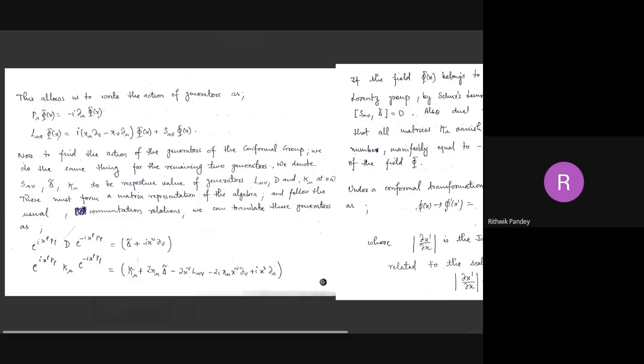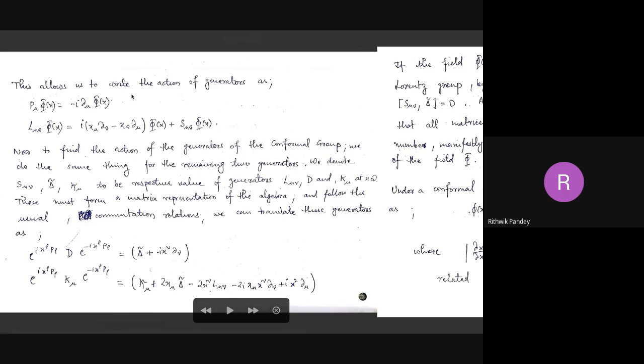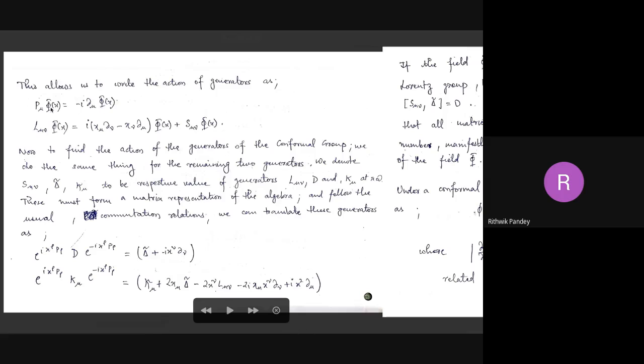So this allows us to write the action of generators on a multi-component field phi for Lorentz transformation as the following. This is the translation operator P mu phi, which is minus i del mu phi, and these are the space-time rotation generators, which act in the following way. S mu nu phi. This was the generator at the origin, and this was the thing that we got on translating the generator to some other point x.